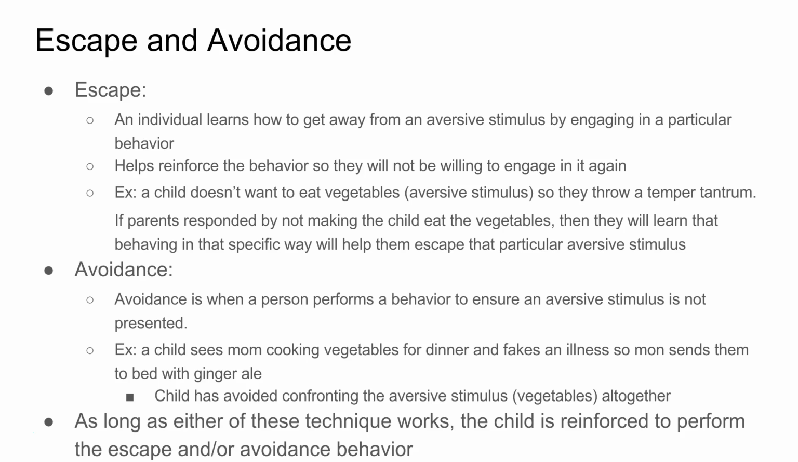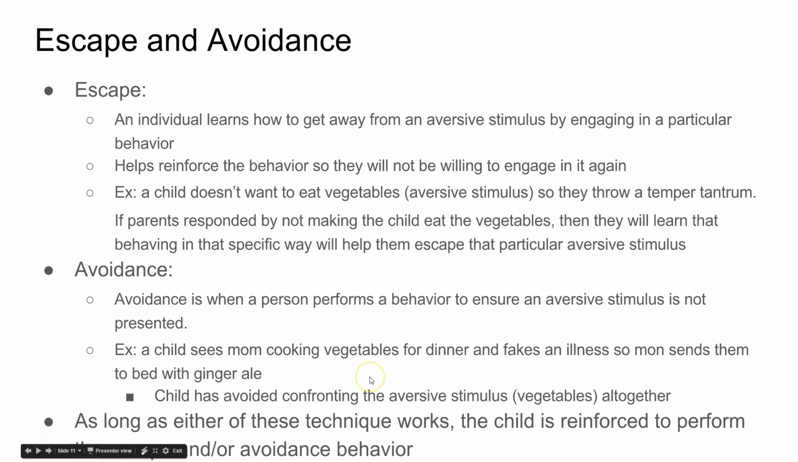And the other one is avoidance. So a person performs a behavior to make sure that that aversive stimulus, that thing they do not want to do, is not even presented to them as an option. So in this case, a child, before they even are asked to eat the vegetables, sees their mom cooking them. And they think to themselves, I don't want to eat those vegetables. How can I avoid this? I can pretend I'm sick. And by pretending I'm sick, my mom will send me to bed, give me some crackers and some ginger ale, and I don't have to eat those vegetables.